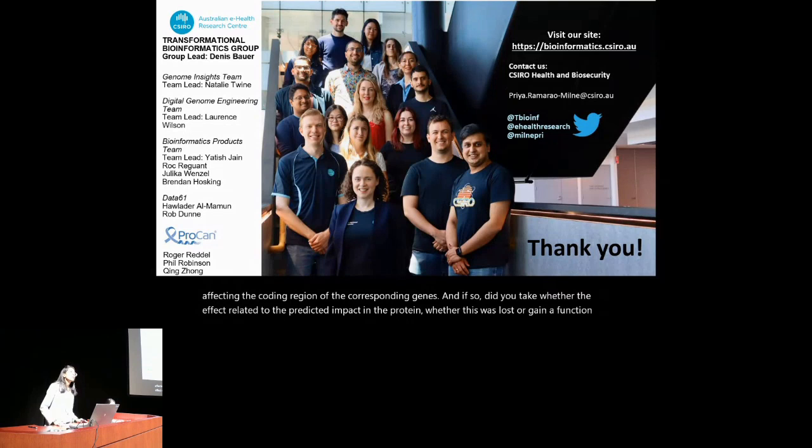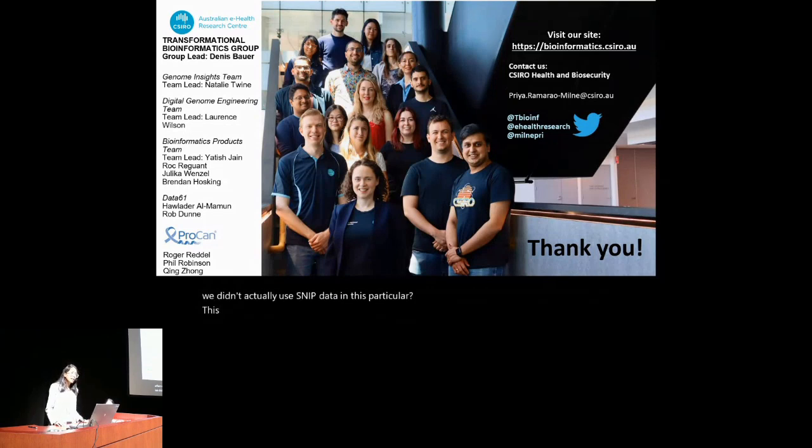So we didn't actually use SNP data in this particular analysis. We are trying to. We are hitting a little bit of trouble because you have the discrete data and then you've got the continuous data, and just normalizing them without adding artifacts is pretty tricky, but we're looking at different ways to integrate that at the moment.